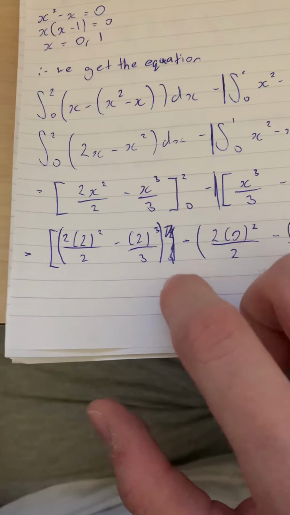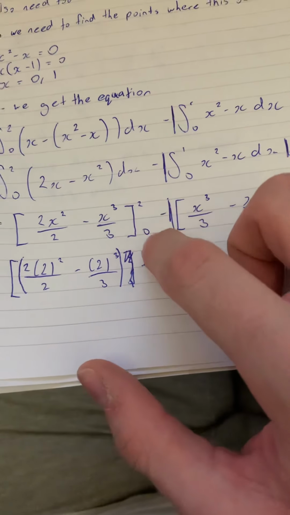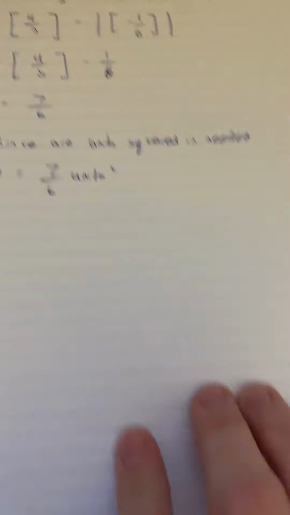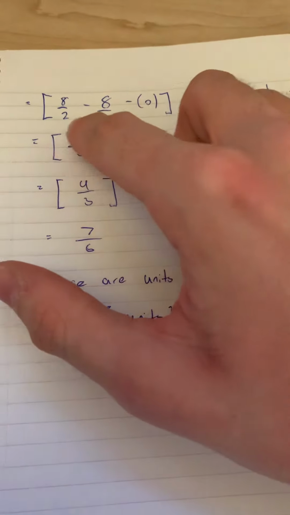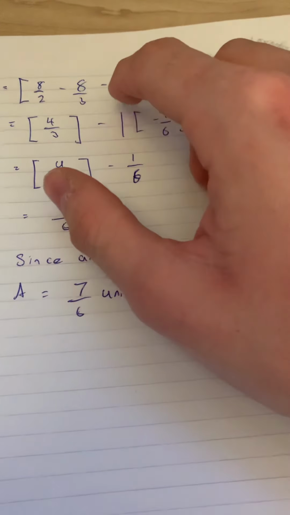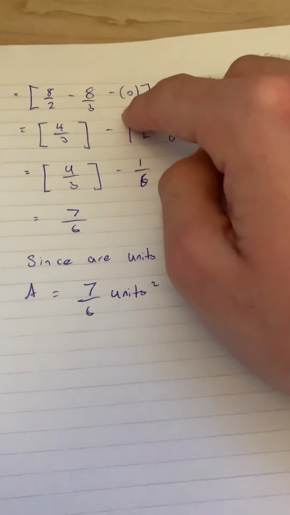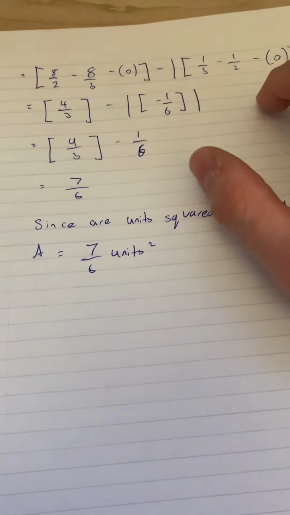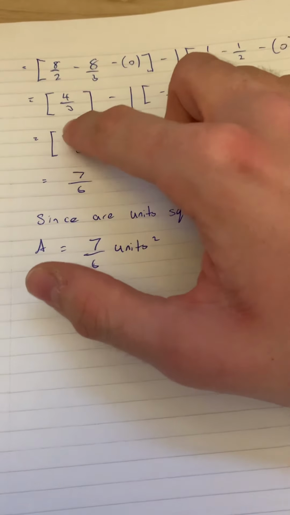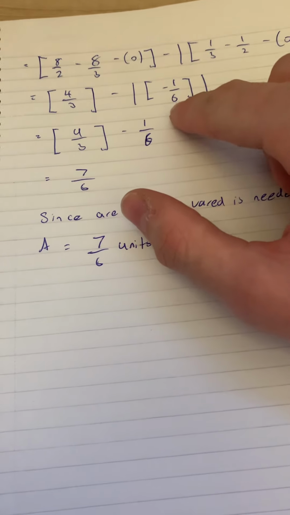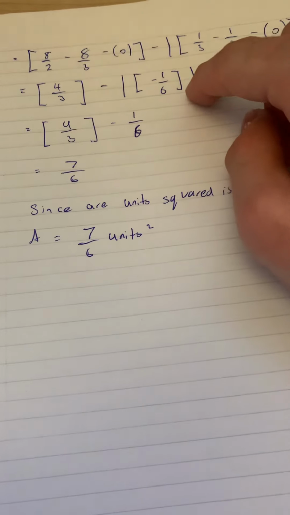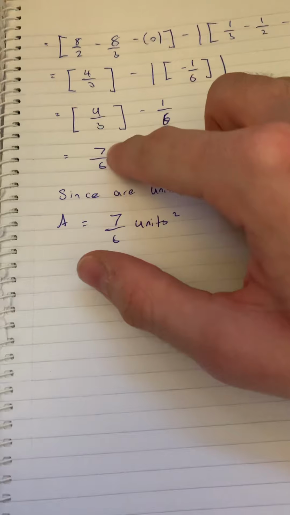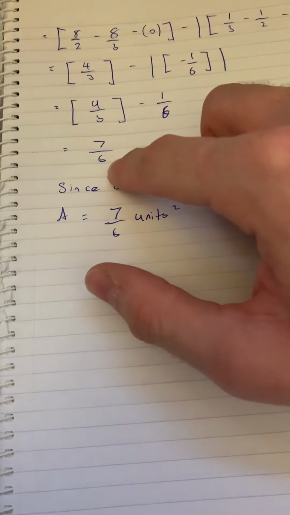And then now, if we were to substitute the values in from the top minus the bottom, we can find that it simplifies to be 8 over 2 minus 8 over 3 minus 0. Anything times 0 or divided by 0 becomes 0. Minus the absolute value of 1 over 3 minus a half minus 0. We then find that the area should be 4 over 3 minus the absolute value of negative 1 over 6. This is why we chose an absolute value, because the value ended up being negative. We then find that 4 over 3 minus 1 over 6 should be the area, which is 7 over 6.